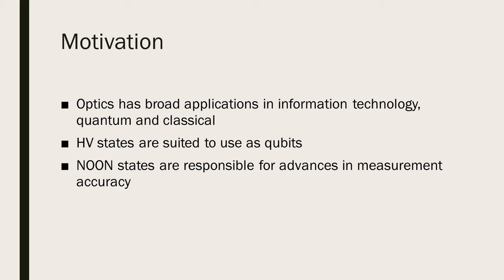While a noon state is responsible for advances in measurement accuracy or metrology, because firing noon state entangled photons at any small object rather than firing classical single photons can produce measurement accuracy which very quickly approaches the Heisenberg limit.